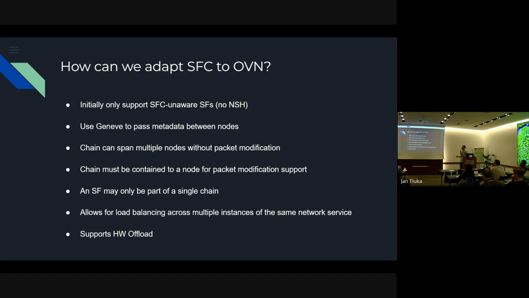If we want to allow packet modification support for some service functions, that chain must be contained within the same node, because otherwise we would have no idea when that return packet comes back what chain it was on. A service function may only be part of a single chain, as I talked about before. Without metadata, we wouldn't know when the packet comes back from the service function which chain it was a part of, so we need to restrict it to only one chain. And we can allow for load balancing across multiple instances of the same service. The other thing that I really want to achieve is to support hardware offload.